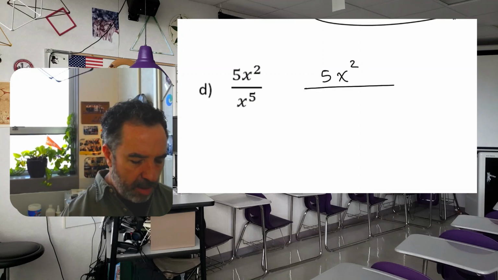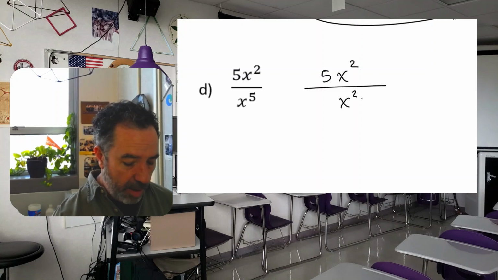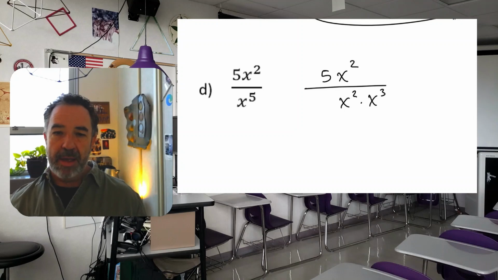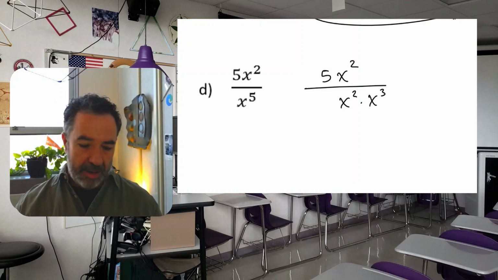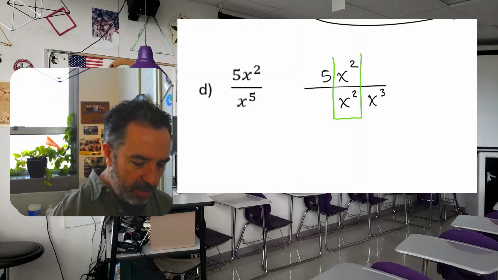In the bottom, I'm going to rearrange it. Instead of just x to the 5th, I'm going to go with an x squared times x to the 3rd. And again, I picked that because it very clearly identifies this giant 1, right? So now what I have is this 1 value of x squared over x squared, which is gone.